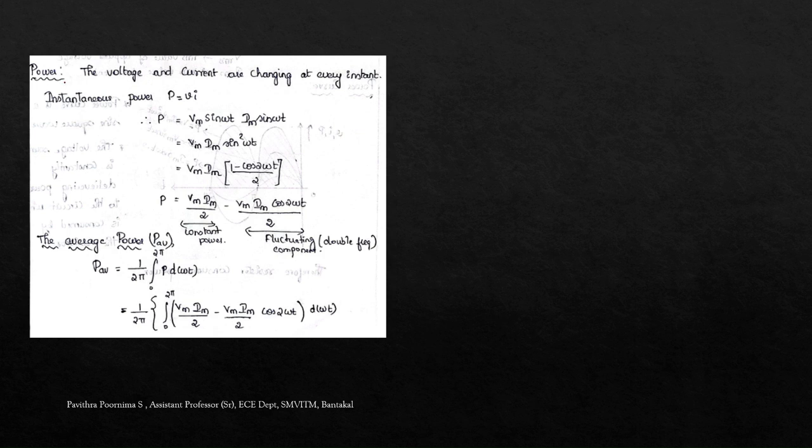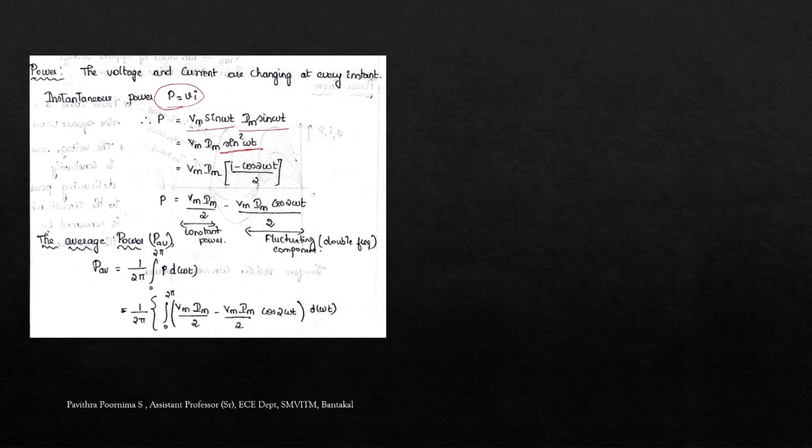So voltage and current are changing at every instant. And power, the general formula for power is V into I, the product of voltage and current. And we know what is V, which is Vm sin omega t, and what is I, Im sin omega t from the previous slide. So substituting here, we get Vm Im sin omega t into sin omega t is sin squared omega t. And we have a trigonometric formula for sin squared theta, which is 1 minus cos 2 theta divided by 2. So in the place of theta we have omega t. So 1 minus cos 2 omega t divided by 2.